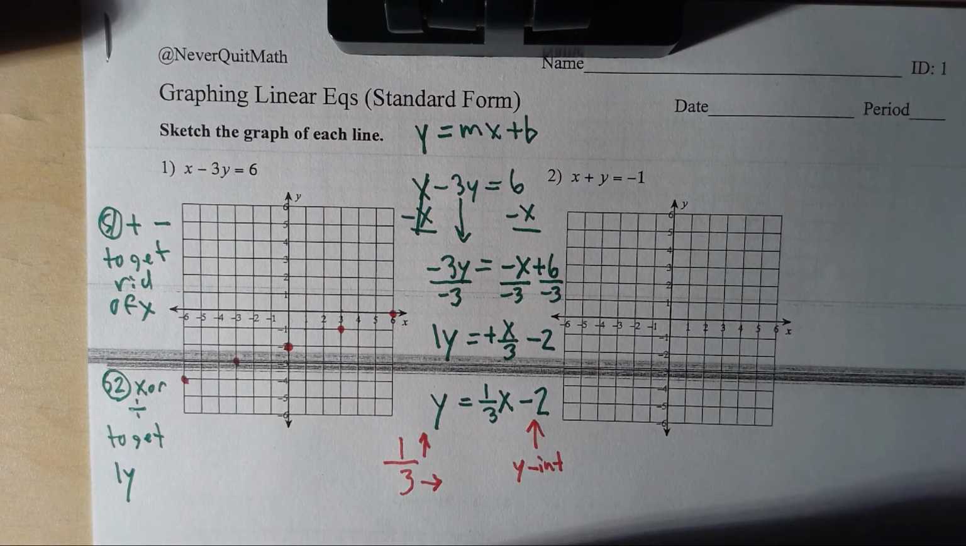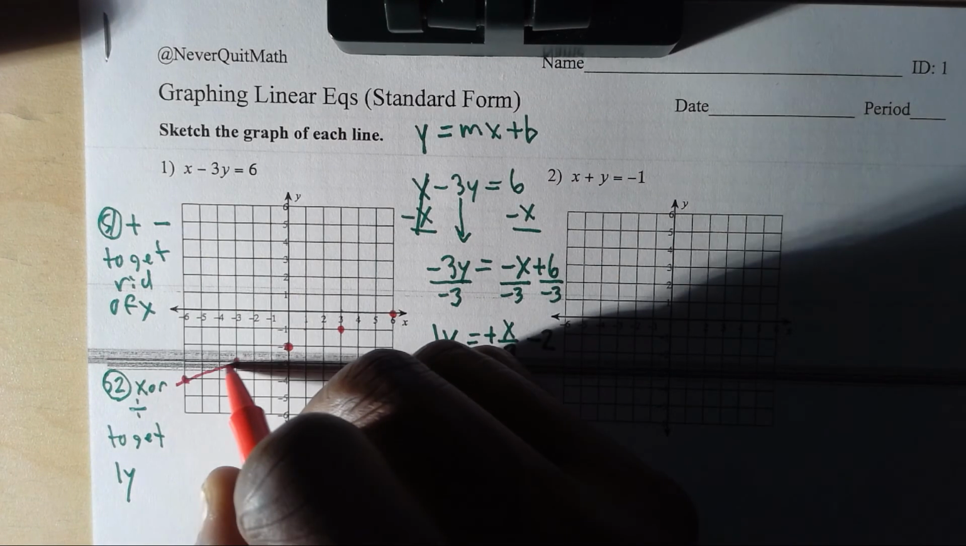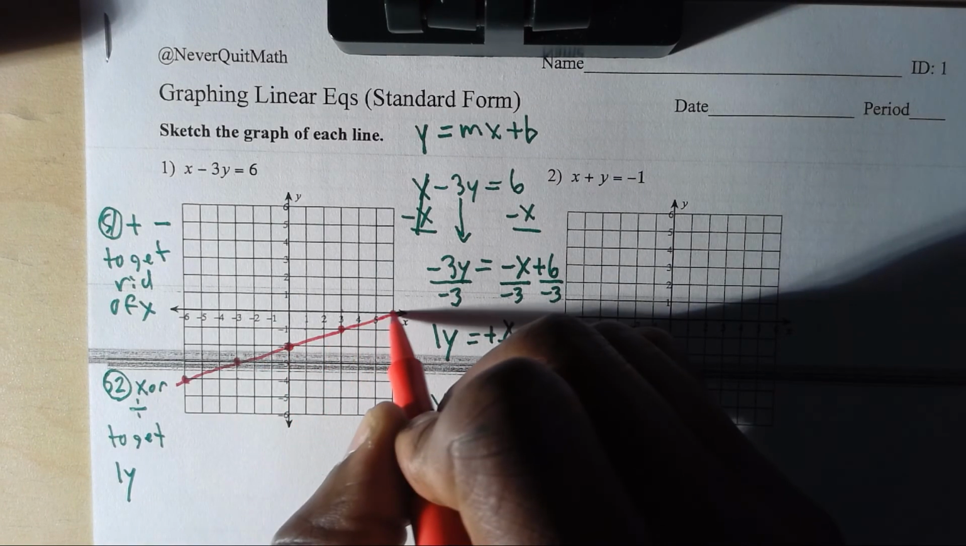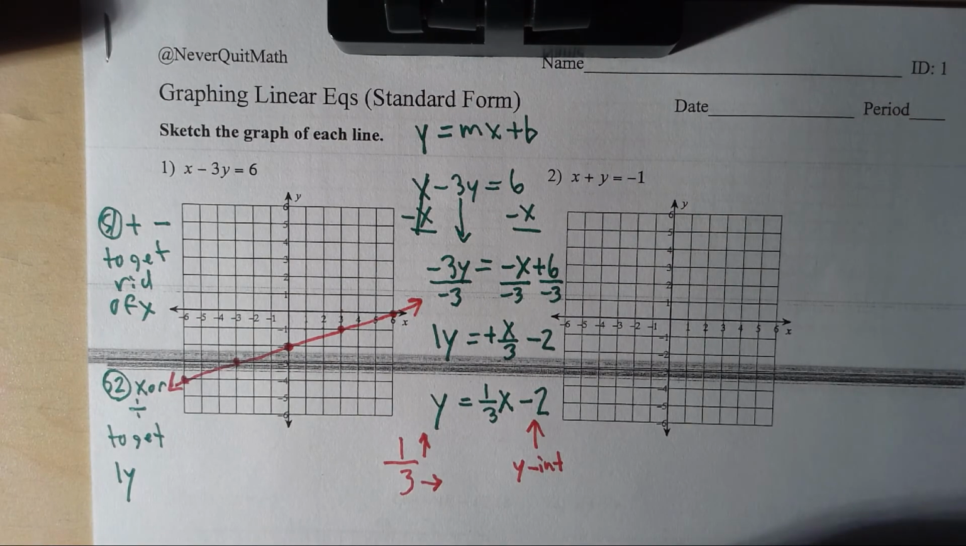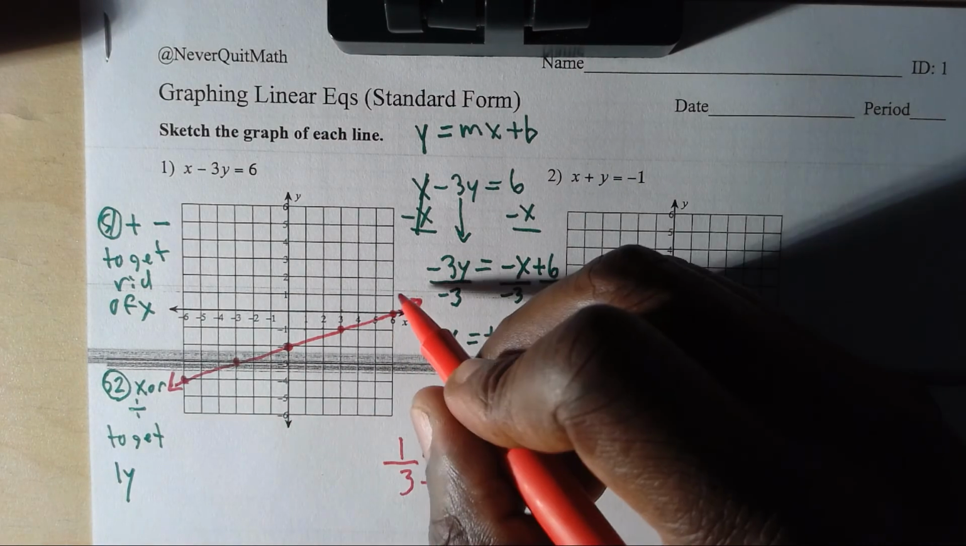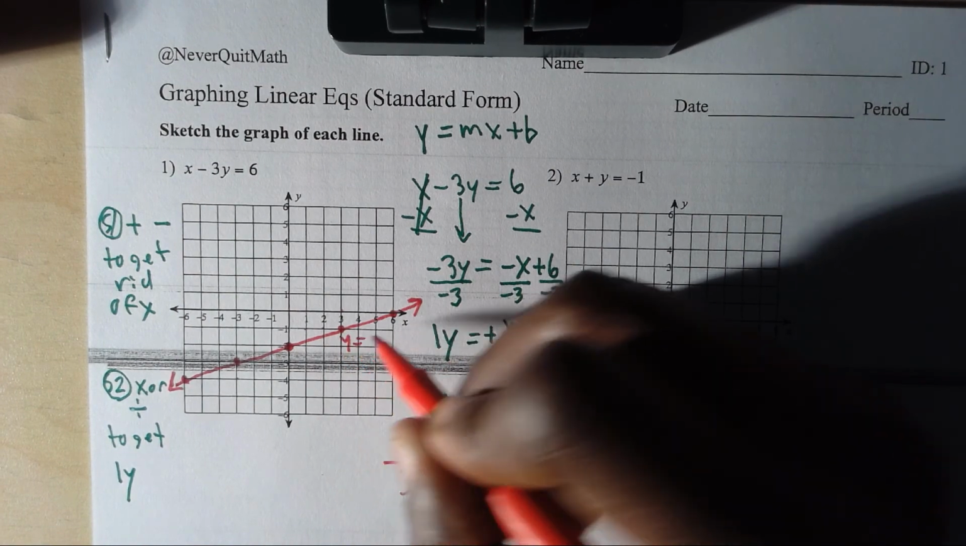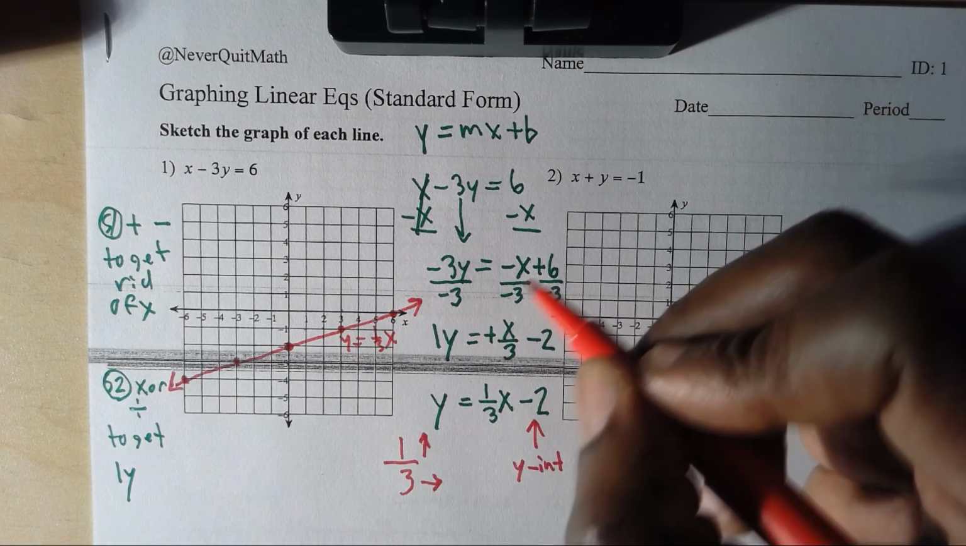All done. From here, I'm going to draw my line through these points, and it allows me to stay accurate because I've got enough points to keep me accurate. And I always want to label my line, okay? So I'm just going to put it there: y equals 1/3 x minus 2.